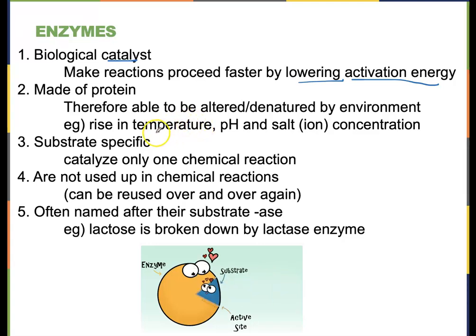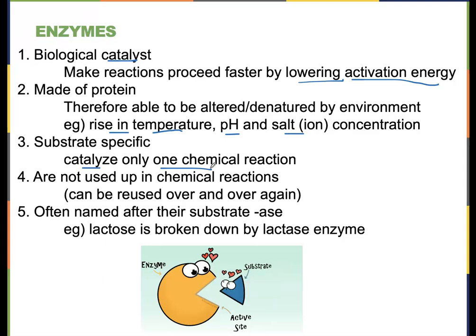Enzymes are proteins, therefore they are sensitive to their environment and they can be altered or denatured by their environment. These are the three major things that can denature enzymes: a rise in temperature, so heat, a change in pH, and a change in salt concentration. They are substrate specific. So one enzyme can only catalyze one chemical reaction.